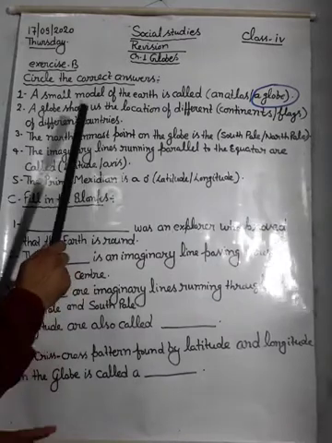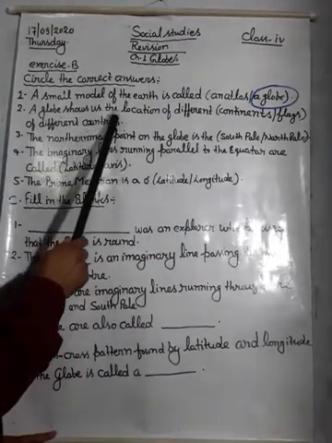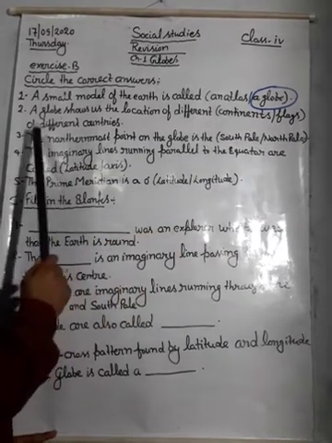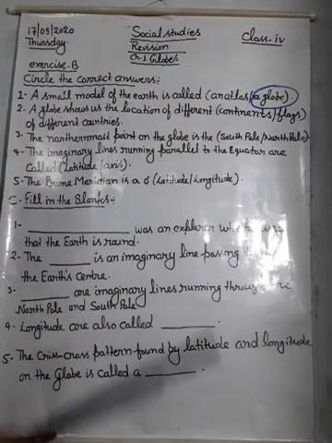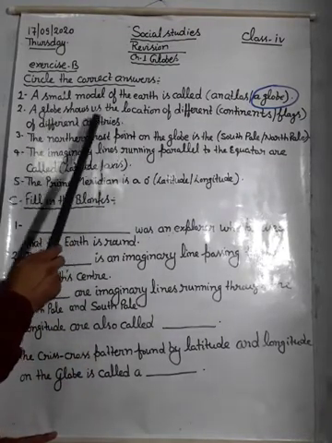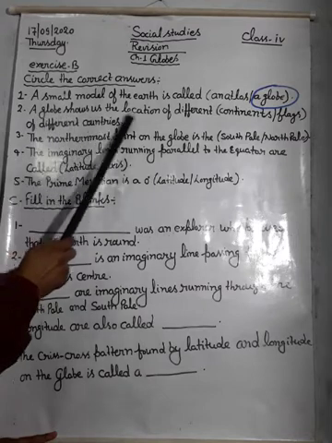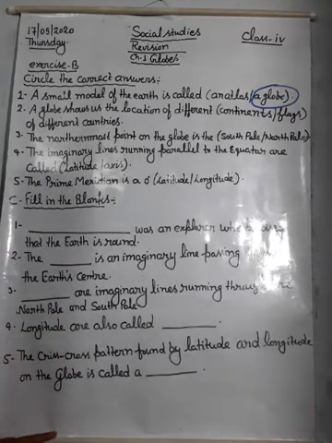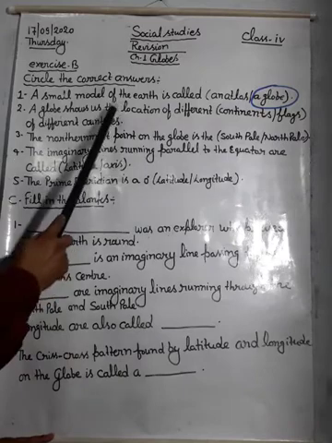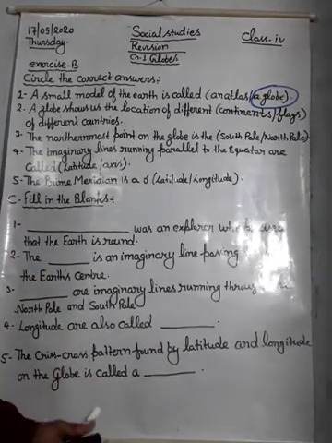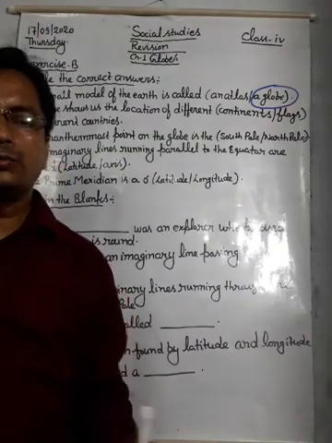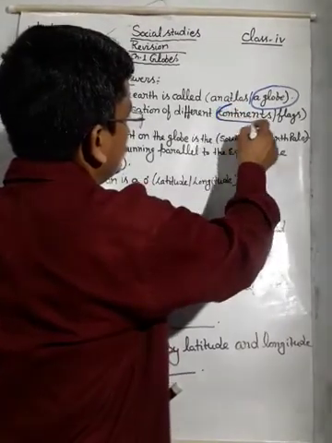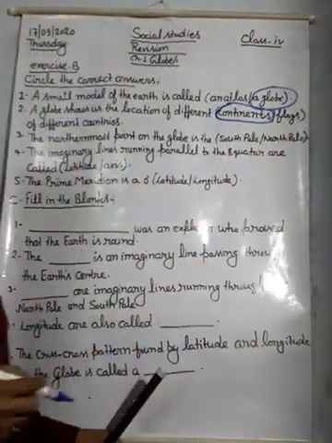Next is: a globe shows us the location of different continents or flags of different countries. Yes friend, in this question you have to tell which thing is shown by the globe. So the answer will be continents.